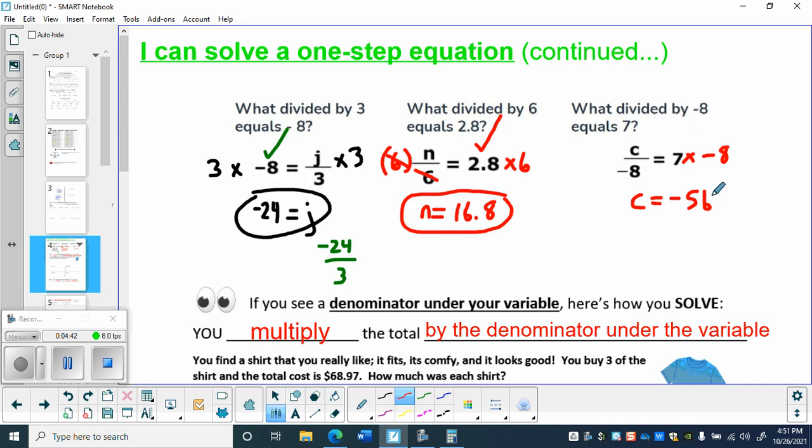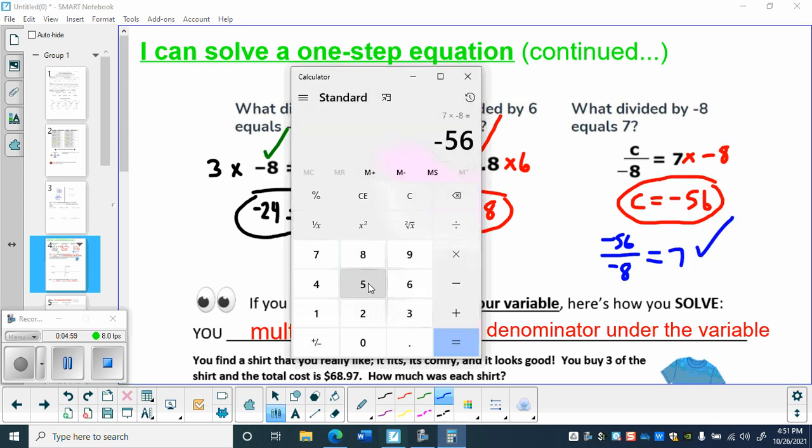And to check, we just got to do a negative divided by a negative and make sure we get a positive answer. So again, we're just going to plug in the -56 over the -8. And when we divide that out, we do in fact get a +7 in the calculator. So we know we're good to go. We got a 56 that's negative, divided by our 8, that's negative, and we get our 7, we're all set.